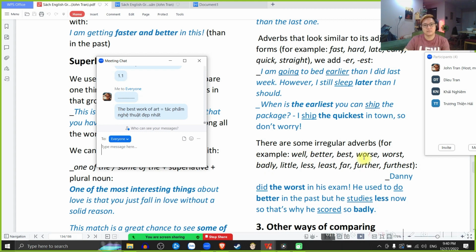There are some irregular adverbs. For example, well, better, best, worse, worst, badly, worse. Đây là S thôi, chỉ là S thôi. Worse. And worst. Badly, little, less, least. Least là y kéo dài nha, y kéo dài xong st. Y and st. Less, least.